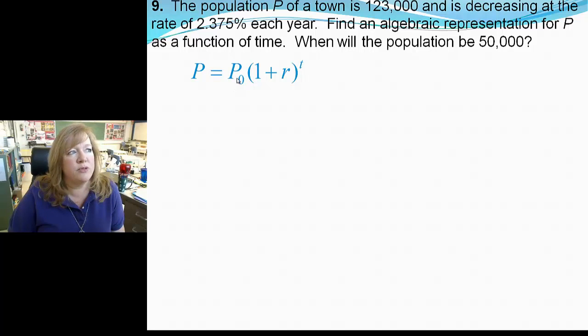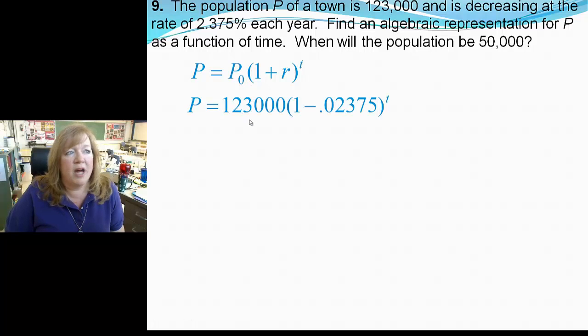So P equals P sub 0 times (1 plus r) to the t is our formula. If you write it, you'll get it memorized. If you write it every time you use it, you get that formula memorized. So P sub 0 is our initial population. That's going to be 123,000. Since it says decreasing at a rate of 2.375%, we subtract it. So we're going to have 1 minus 0.02375, and that's all going to be raised to the t.